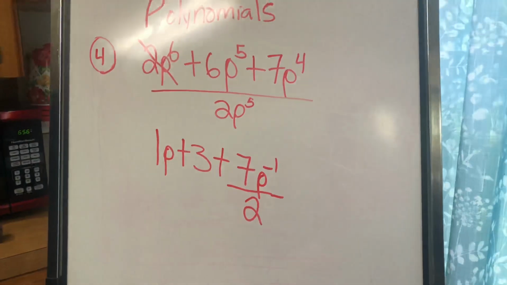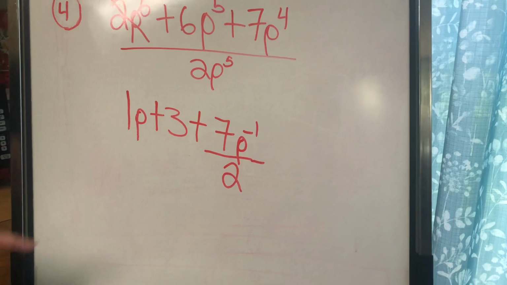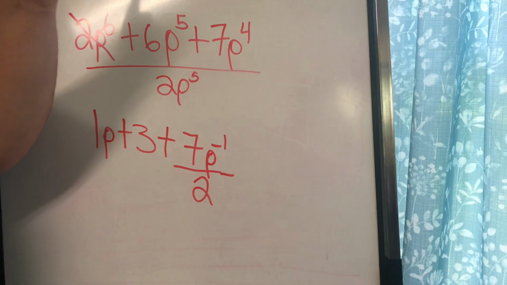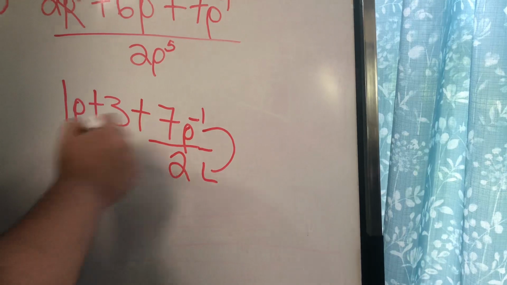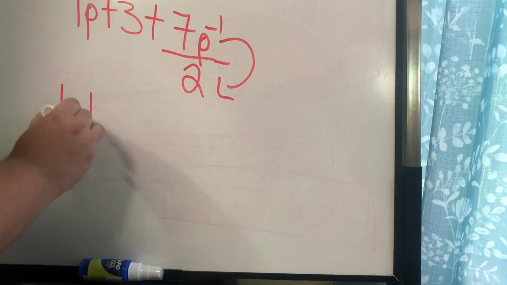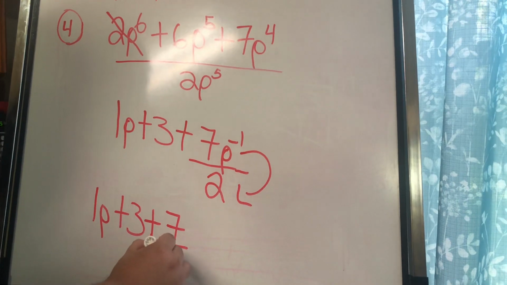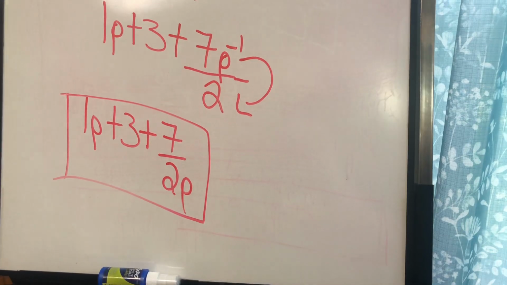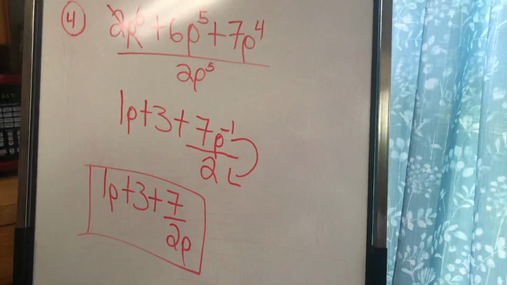Now, the first thing you're going to tell me, Mister, you said no negative exponents. That is true. You can't have them. So notice how it's a fraction, right? Because it's a fraction, if it's negative on the top, to make it positive, I have to send it to the bottom. So I'm going to rewrite my whole answer. This is going to be 1p plus 3 plus 7 over 2p. Answer. No negative exponents. Can't have them.